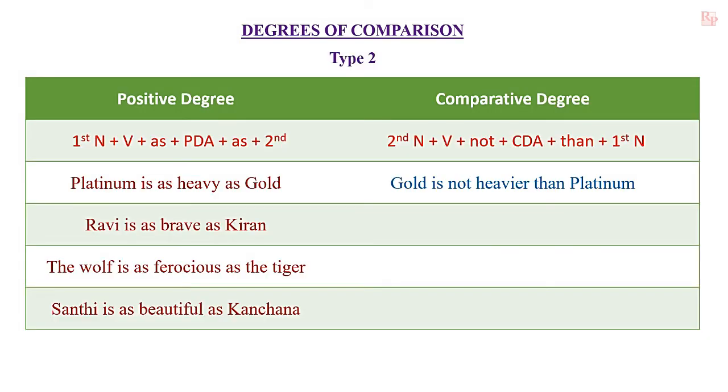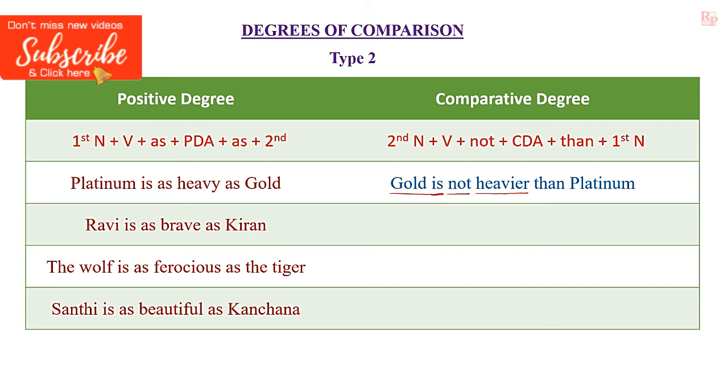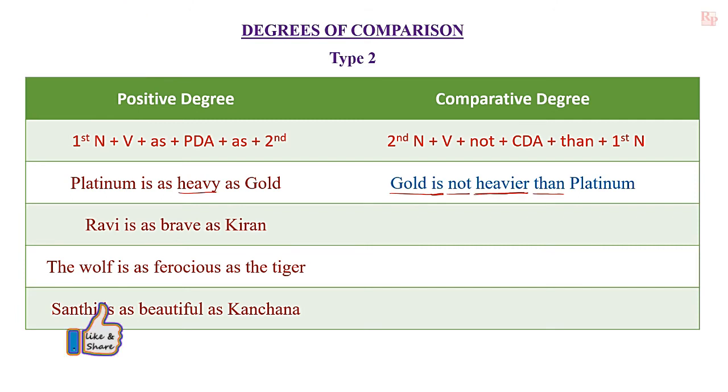Look at the examples. Platinum is as heavy as gold. So gold is the second noun, it is taken, and the verb is written here. Not is added to that verb, and heavier, the comparative form of the adjective, is written. Here heavy is the positive degree, then heavier is followed by than, and then the first noun is written at the last of the sentence.